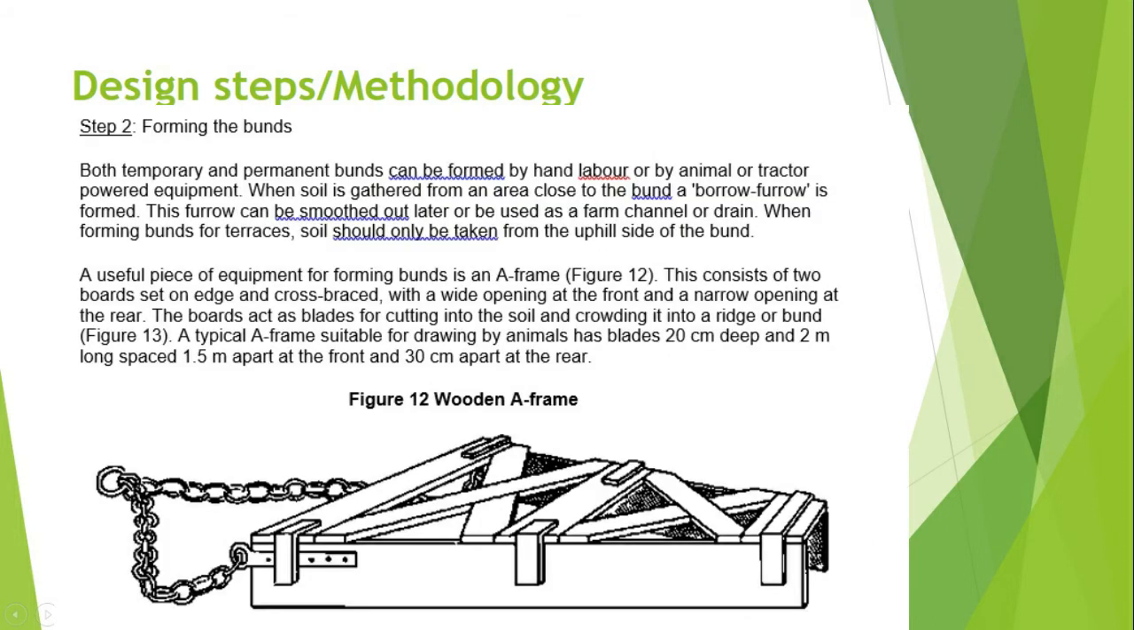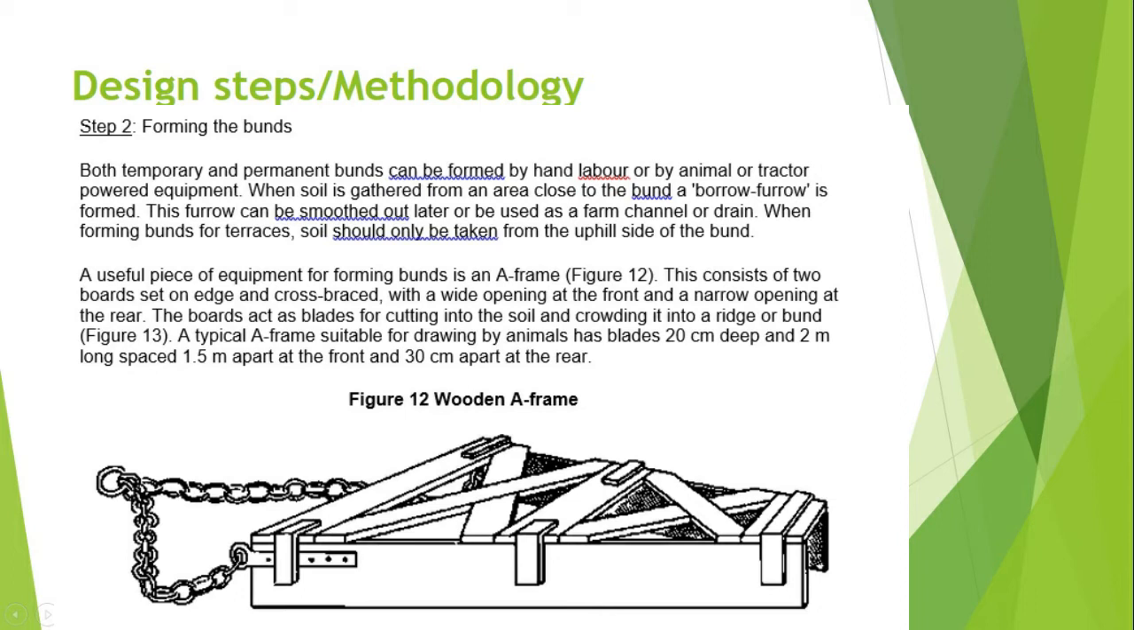Step 2. Forming the bands. Both temporary and permanent bands can be formed by hand labor or by animal or tractor-powered equipment. When soil is gathered from an area close to the band, a borrow furrow is formed. This furrow can be smoothed out later or be used as a farm channel or drain. When forming bands for terraces, soil should only be taken from the uphill side of the band.